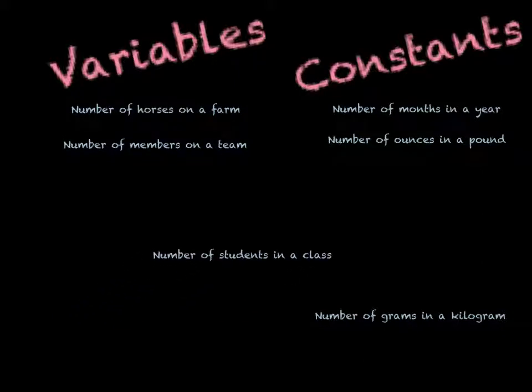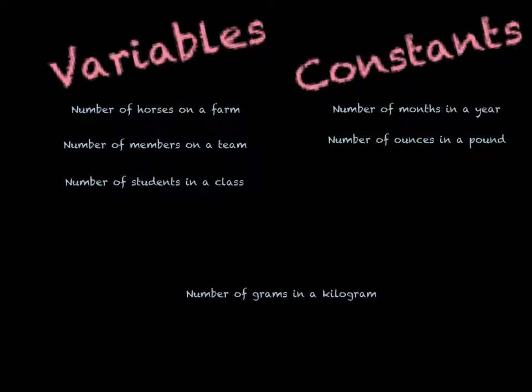If I look at the number of students in a class, the same logic I was describing for the members of a team applies. I could have students enter the school, people could move to our neighborhood and want to join, students might leave the school, students might be sick and might not be present on a particular day, so that the number of students in a class could change and is therefore going to be a variable. If I look at the number of grams in a kilogram, I know that there are 1,000 grams in each kilogram. That number is going to stay the same no matter what, so I'm going to place that under the constant category.